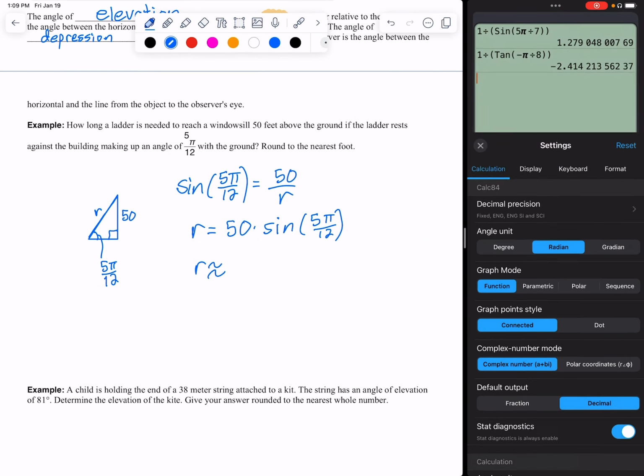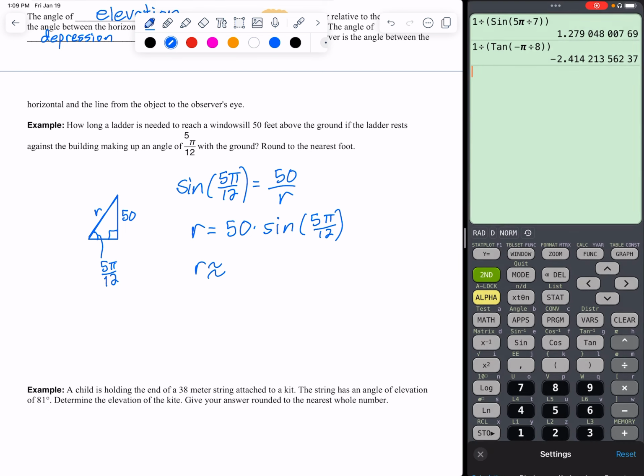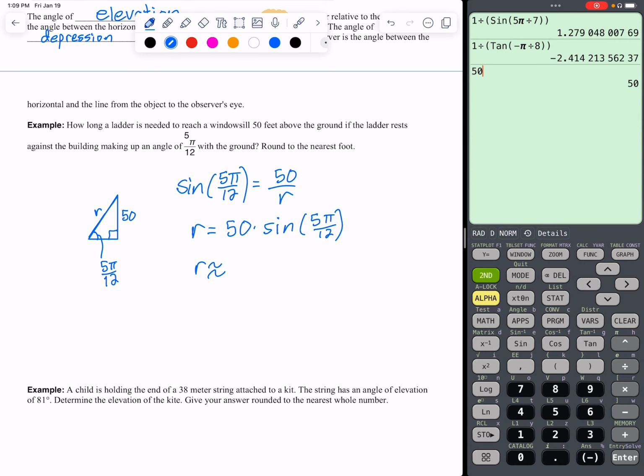And I'll type this in. Okay, you got to make sure it's in radians. So I'm going to make sure my calculator is in radians. It is. And I'm going to do 50 sine of 5 pi divided by 12. That's going to be a roughly 48.296. We'll leave it there. And we're talking feet.